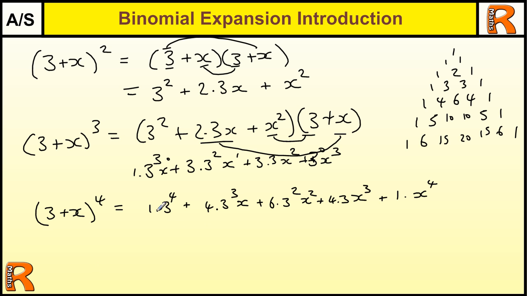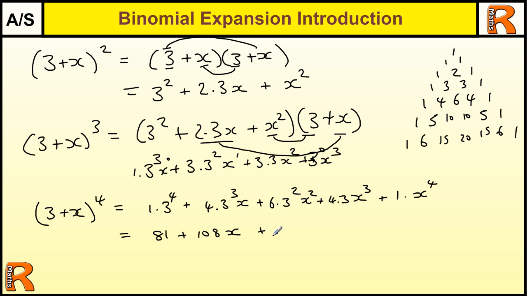Okay, so what that actually gives you is 1 lot of 3 to the power of 4, which is 81. 4 lots of 3 cubed, 4 lots of 27. 4 lots of 27, 4 lots of 7 is 28, 80, 108 x.